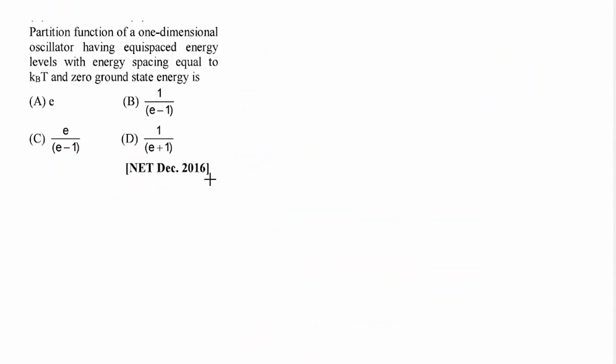So this was asked in December 2016. We have to find the partition function of a one-dimensional oscillator having equispaced energy with energy spacing equal to kBT and zero ground state energy. So we are given equispaced energy levels and the spacing is kBT.